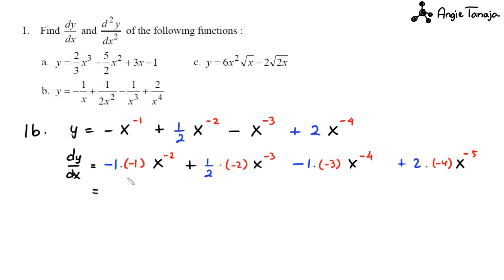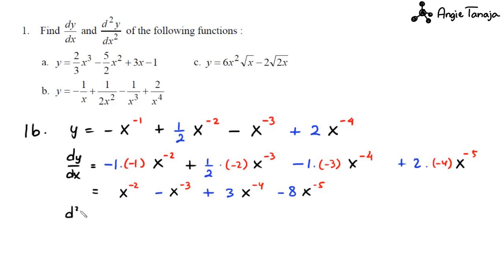So to simplify, this will be just x to the negative 2, and then this becomes negative 1, or just negative x to the negative 3, and then this will be positive 3. Is it correct? Positive 3 x to the negative 4. Well, this one becomes negative 8 x to the negative 5.